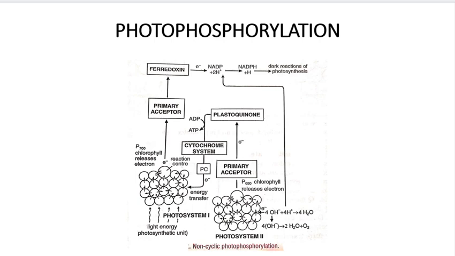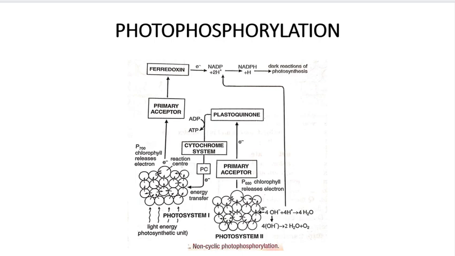Photophosphorylation. The process through which ATP is synthesized by the cells is called photophosphorylation. Photophosphorylation is the synthesis of ATP, that is adenosine triphosphate, from ADP and inorganic phosphate in the presence of light. Photophosphorylation is accomplished through two cycles, the cyclic and non-cyclic electron transport systems.